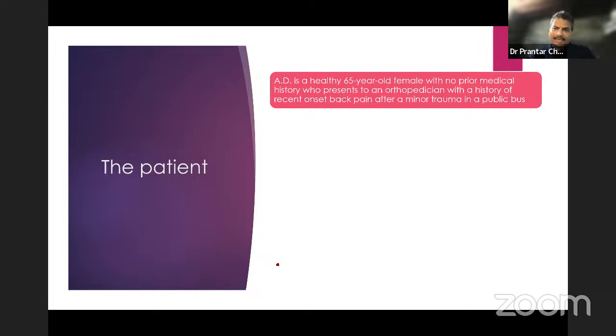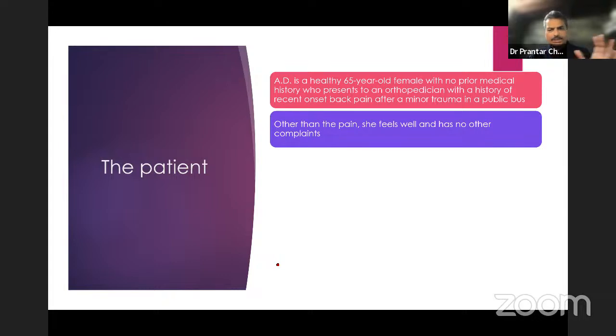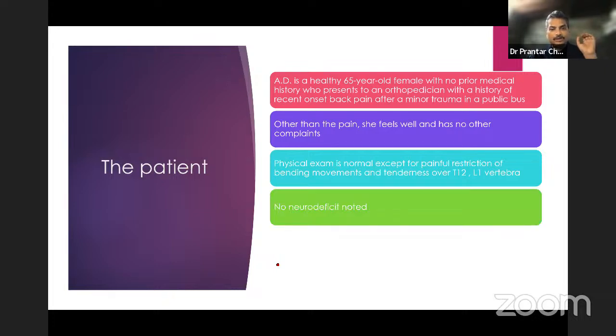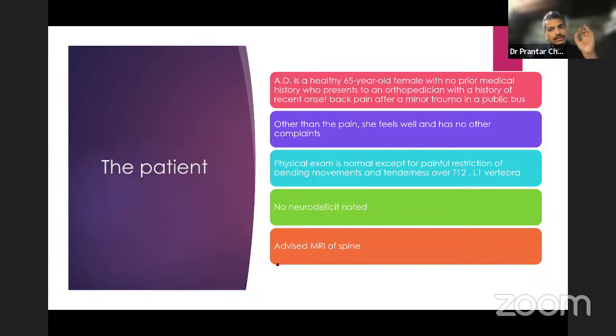AD is a healthy 65-year-old female with no prior history who presents to an orthopedician with recent onset back pain after a minor trauma in a public bus. Other than the pain, she feels well and has no other complaints. Physical examination is normal except for painful restriction of bending and tenderness over the T12 and L1 vertebra. There was no neurodeficit noted. So she was advised an MRI of the spine.